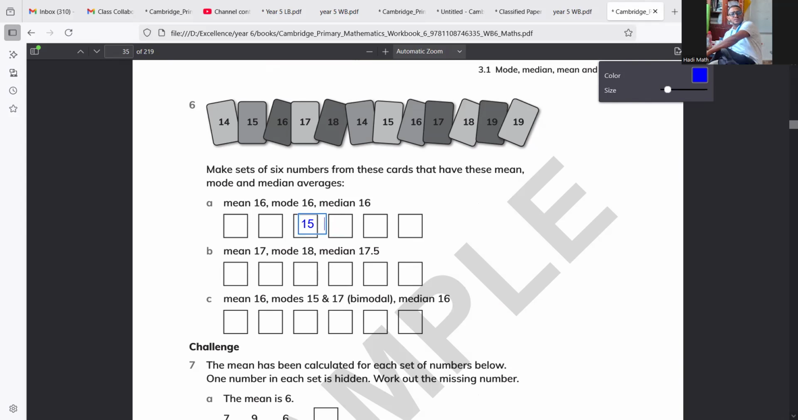That is why we need to write the mode is 16 and then the median is 16. So this one will be 16 and this one is also going to be 16, like that. You can make both of them 16. Or you can make this one here 16 and this one here 16, but the mean must also be 16. So if you wrote 16 here and 16 here, are you going to write all these 16?